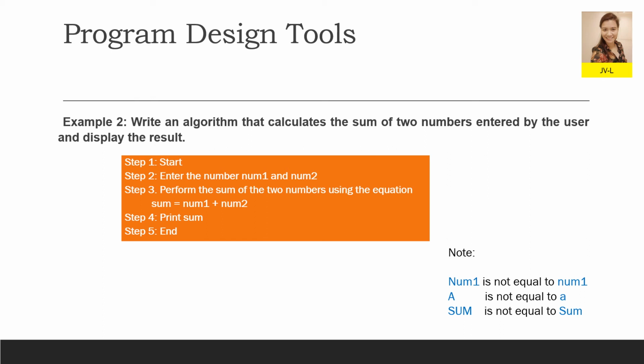There should be congruency in naming and formatting variables. Num1 written with a big letter N is not equal to num1 written in all small caps. Big letter A is not equal to small letter A, because these are case sensitive. Now, sum written in big letters is not equal to sum written with a capital letter S followed by u and m.